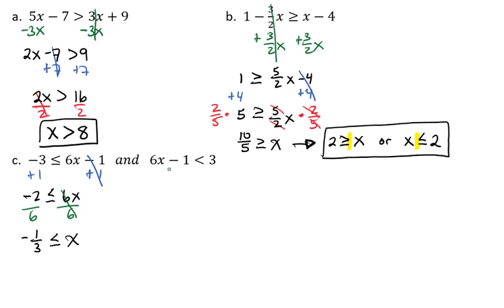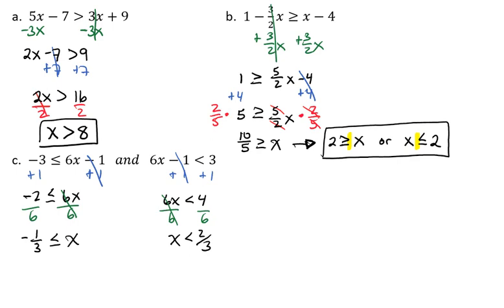Then we'll come over to our other side and add 1 here. And that gives us 6x is less than 4. And we'll then divide both sides by 6. And that will give us x is less than 2/3.